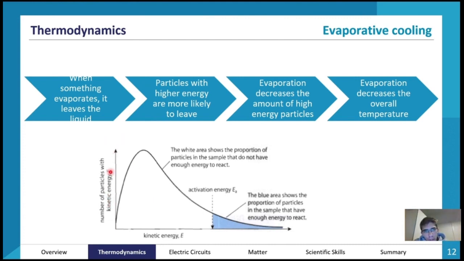On the y-axis, we have the number of particles with kinetic energy E. On the x-axis, we have the kinetic energy. The white area shows the proportion of particles in the sample that do not have enough kinetic energy to react. Then we have the activation energy here. And then the blue area shows the proportion of particles in the sample that have enough energy to react.